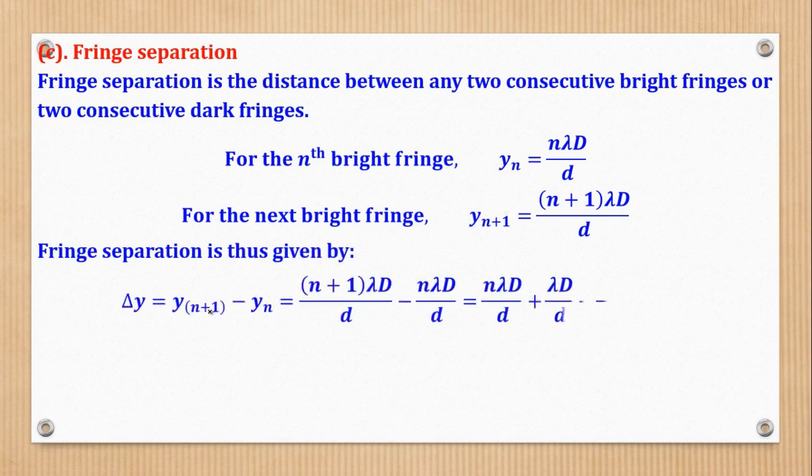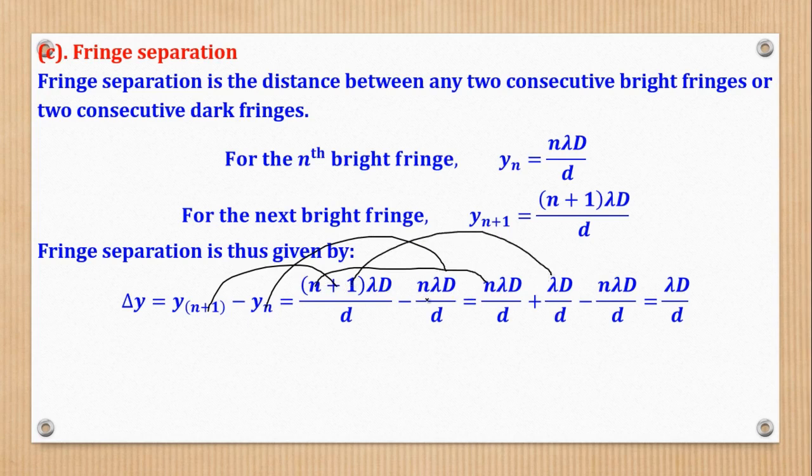And when I subtract the 2, I'll come up with this minus this. Open brackets here, I'll split the numerator to give you n lambda D over d here plus lambda D over d there. Then minus this. So realize that this and this can cancel to remain with only this. And that's the formula for fringe separation.